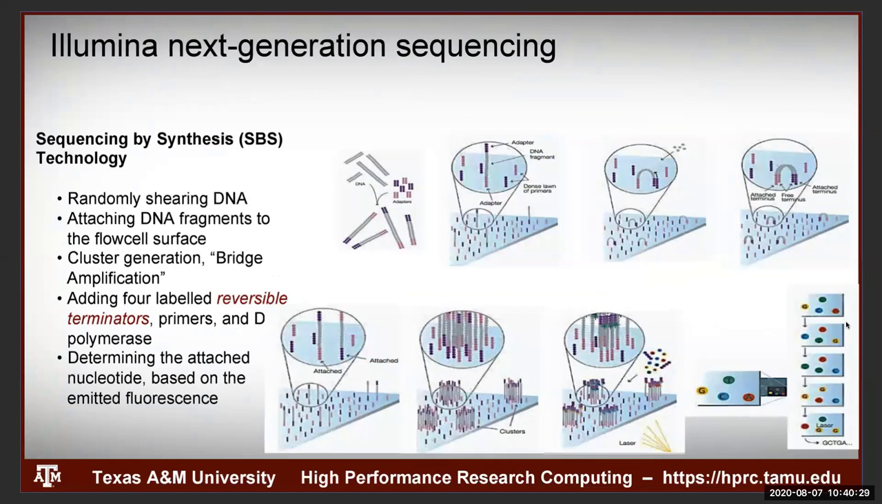This is a brief description of the Illumina short read technology. You have the fragmented DNA and you attach sequencing adapters on both ends. Then you attach it to the flow cell for sequencing, and it does synthesis there and reads the signals. I won't go through details; I think we have talked about this in the previous courses.